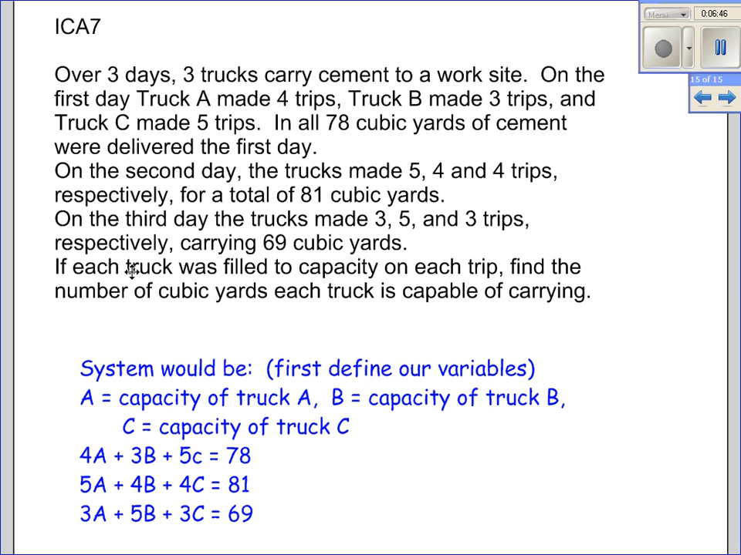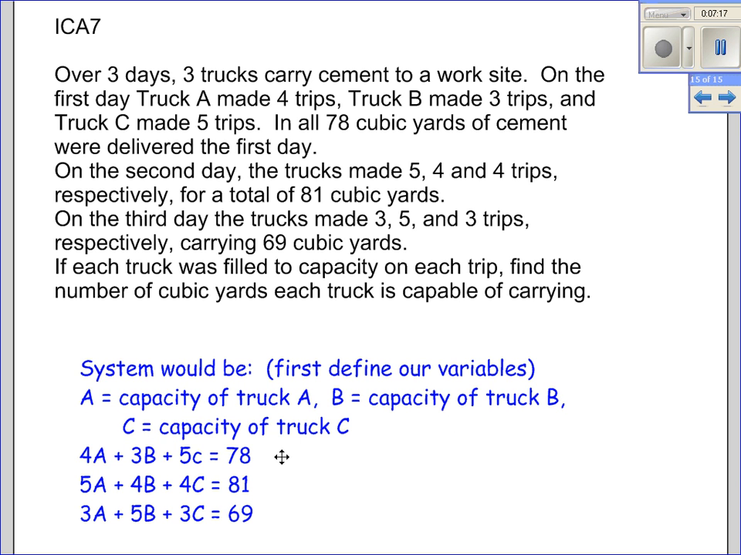And then it's really important when you're solving these word problems, pay attention to what you're being asked, because that will tell you what your variables are. If you know what your variables are, it makes it much easier to set up your equation. So if each truck was filled to capacity on each trip, find the number of cubic yards each truck is capable of carrying. So that's what we're trying to find, how much capacity is in each truck. So I'm going to let my variables be A, the capacity for truck A, B be the capacity for truck B, and C be the capacity of truck C.